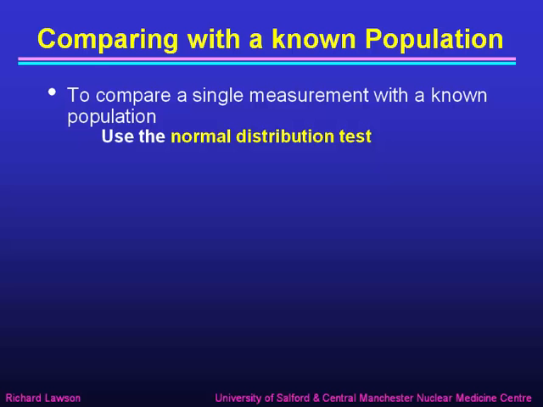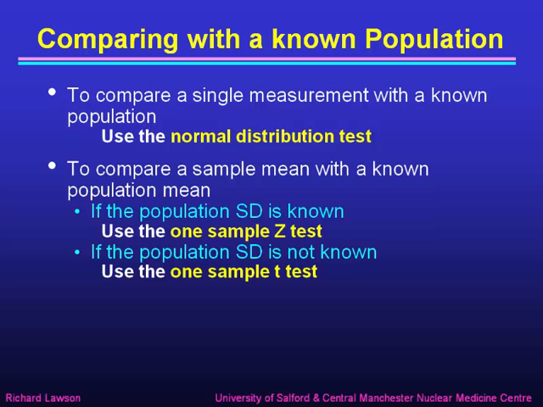We looked at tests for comparing a measurement with a known population. If we've got a single measurement and we're comparing against a known population, we use the normal distribution test. If we want to compare a sample with a known population, then if the population standard deviation is known, we use the one sample z-test, and if the population standard deviation is not known, we use the one sample t-test.